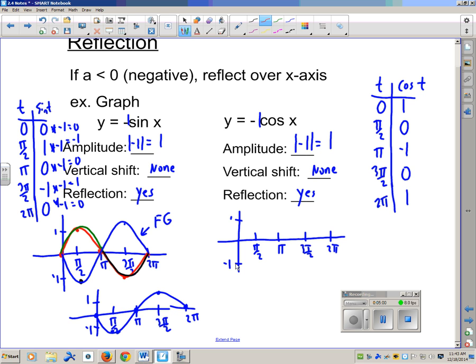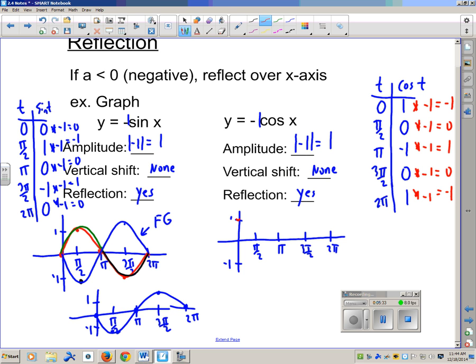Or you could do your math right away. We can see that there's only a reflection going on. The only thing you're doing is multiplying -1 times your cosine of x. So I could simply multiply these by -1 and get my final answer. So I get -1, 0, 1, 0, -1. So I could simply plot out 0, -1, pi over 2, 0, pi, 1, 3 pi over 2, 0, and 2 pi, -1. Or I could graph them each at different intervals here.